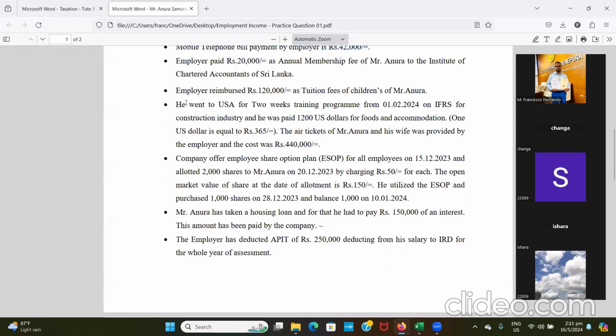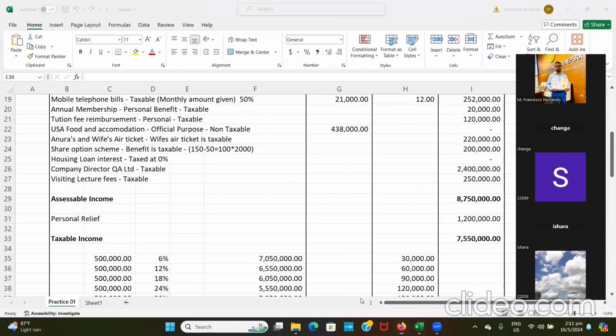Now here he has gone to the US for a visit, and here he was paid for accommodation $1,200, and $1 equals 365. So you know in taxation we must take our LKR currency. We cannot tax in US dollars, because we are in Sri Lanka, right? So in here, the food and accommodation, what we can do, we can take it here, right? But in rupee form, right? So you have to multiply it in rupee value.